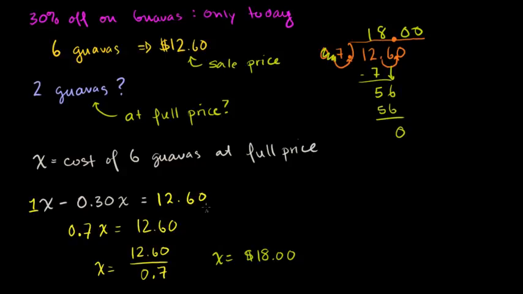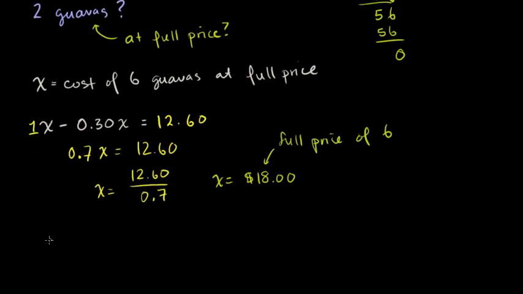Remember what x was. x was the full price of 6 guavas. Did I say avocados? x is the full price of 6 guavas. Now, the question is, how much will 2 guavas cost me at full price? Well, this is the full price of 6, so you immediately could figure out the full price of 1 guava. You divide 18 by 6. So 18 divided by 6 is $3. That's $3 per guava at full price.